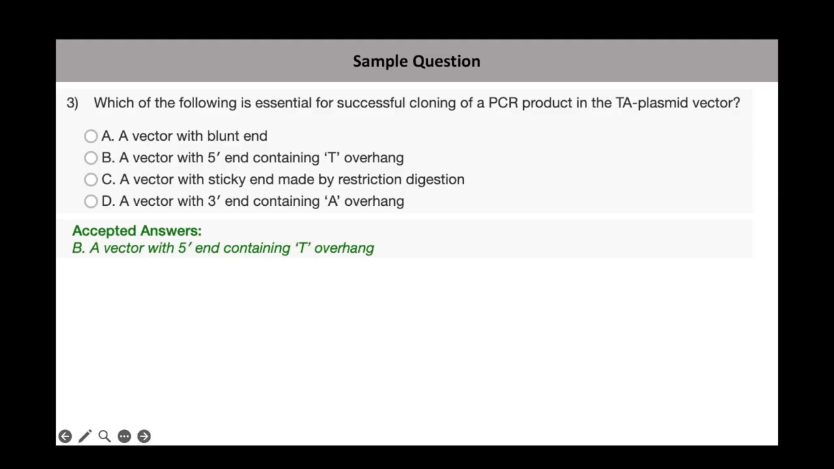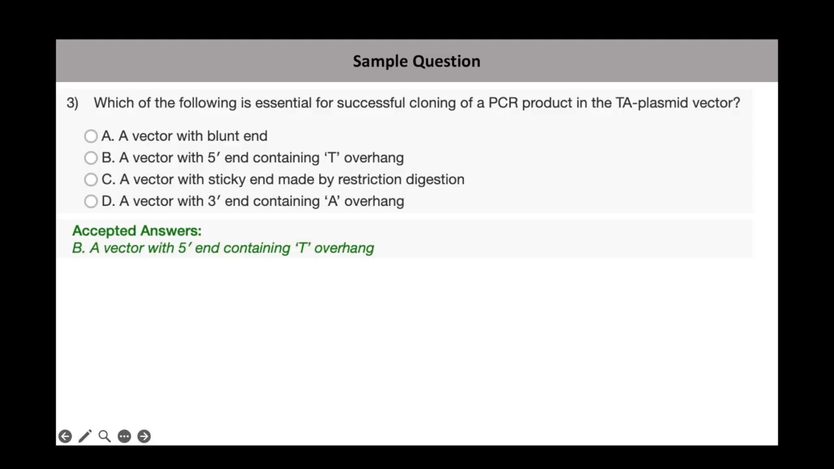Option B was a vector with 5' end containing T overhang. This option B is correct because the vector will contain T overhang and the insert will contain A overhang because of the addition of an additional A during the PCR synthesis by utilizing a polymerase like Taq polymerase.